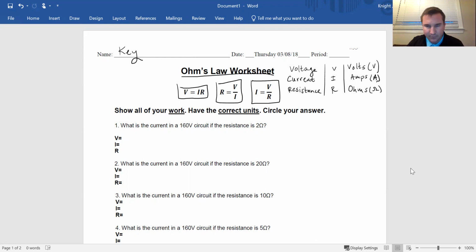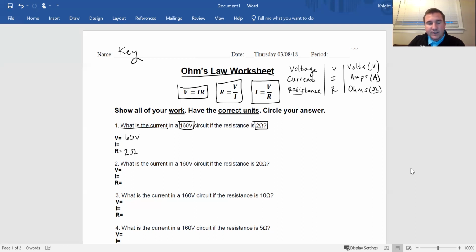So for example, first problem here, what is the current? So there's our question. What is the current in a 160 V circuit, which is volts, if the resistance is 2 ohms, upside down horseshoe? Based on what they've given us, 160 V, that's volts, which means they gave us a voltage. So I'm going to write 160 right up here because I know the voltage is 160. Resistance is 2 ohms, upside down horseshoe is ohms, which is resistance. So R is 2.